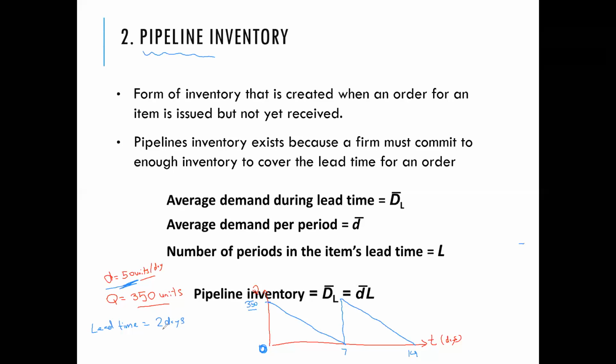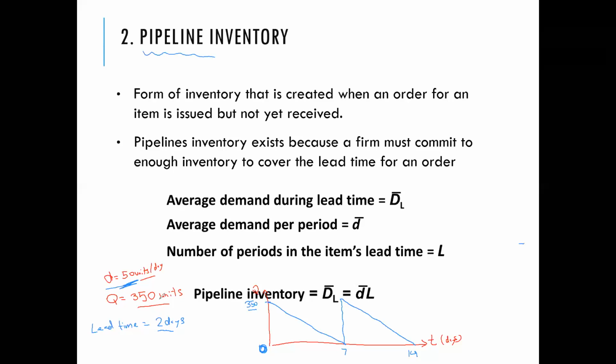Now, what exactly do we mean by lead time? Lead time is, if I place an order today, how many days will it take us to receive the order? And in this example, we are assuming that lead time is 2 days. So I'll again repeat what lead time is. Lead time is, if I place the order today, how many days will it take us to receive our order?